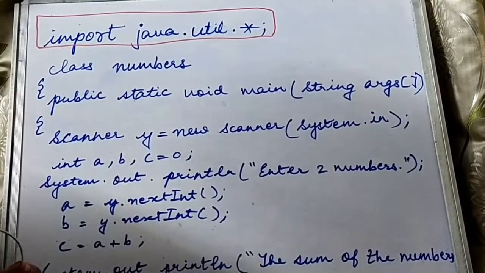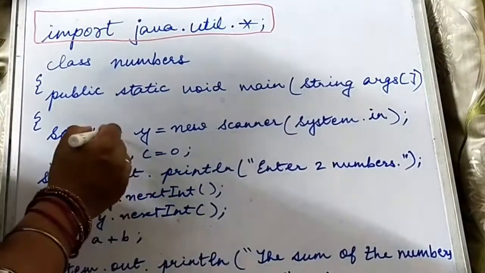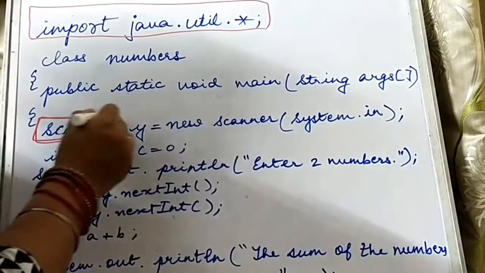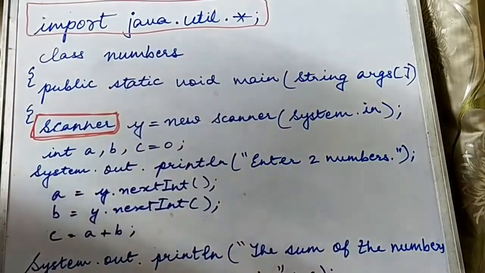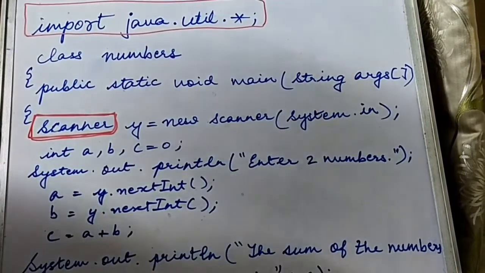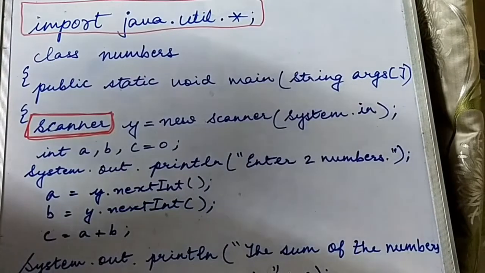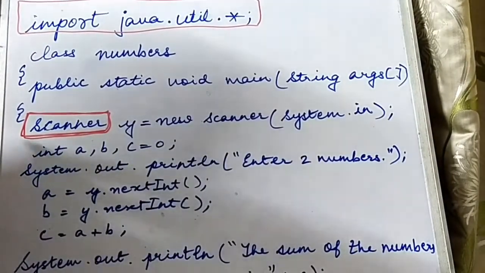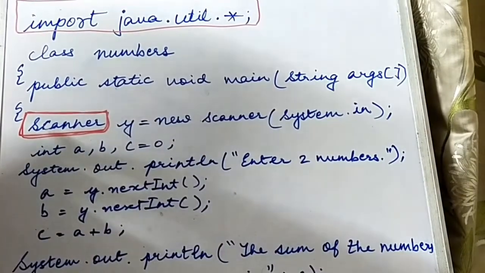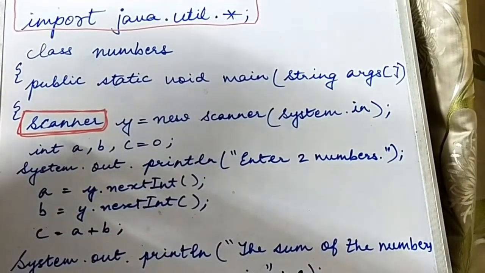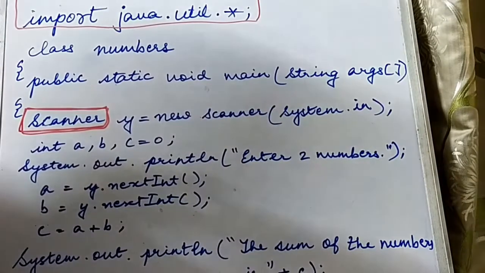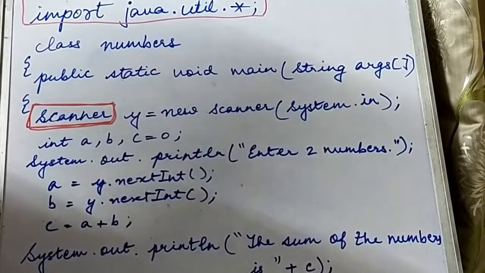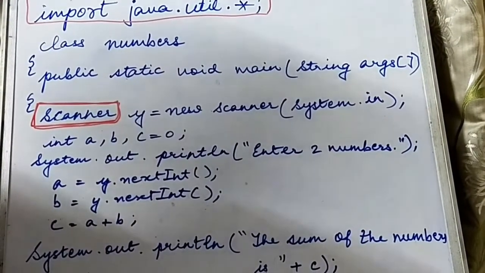This Scanner which I have used over here is a class present in the util package. When I am calling this Scanner class from the util package, I am supposed to call that package, and only then can I access any method from the Scanner class. Now maybe this question will arise: why do we need the Scanner class? Here I want to make you clear.